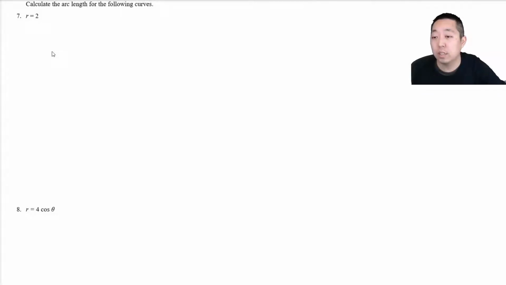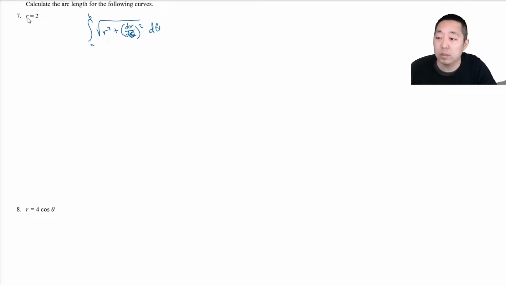So when we do arc length for polar curves, we have to use the general formula. It's the integral from a to b of the square root of r squared plus (dr/d theta) squared d theta. Okay? This is the formula we're typically going to use.